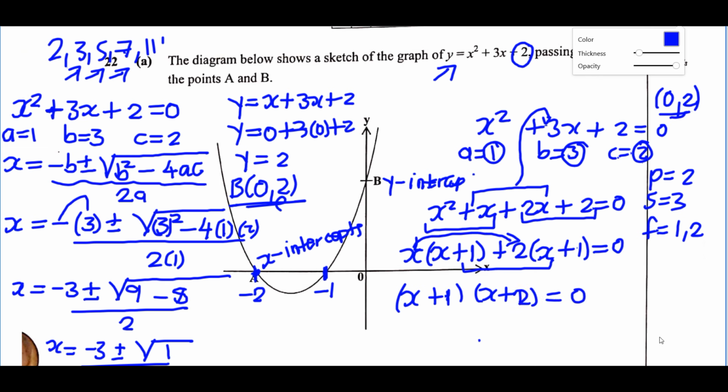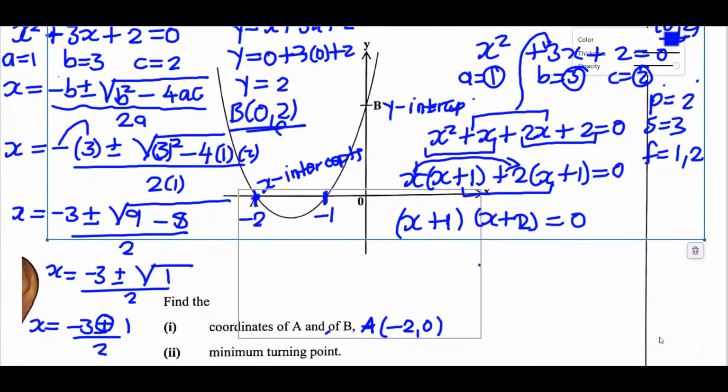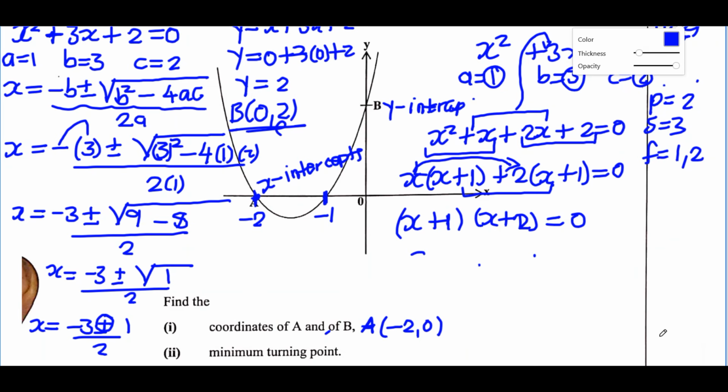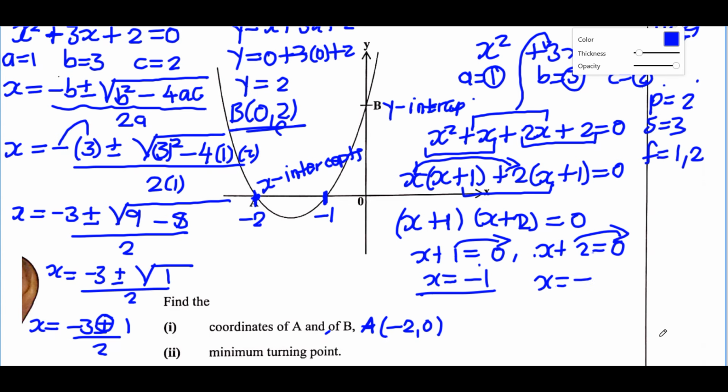Then at this point we need to equate each. So say x plus 1 is equal to 0, x plus 2 is equal to 0. So if we shift, we have x is equal to -1. If we do the same, x is equal to -2. So as we can see, we are getting the same values. So the choice is yours.